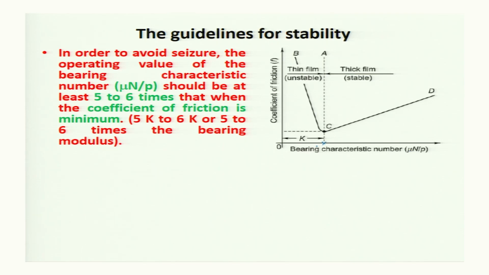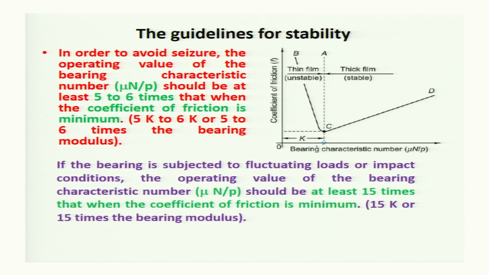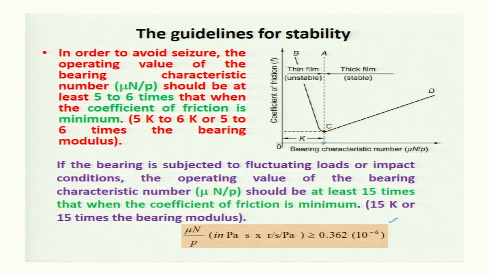5K to 6K, or 5 to 6 times the bearing modulus. If the bearing is subjected to fluctuating loads or impact conditions, the operating value of the bearing characteristic number mu n by P should be at least 15 times that when the coefficient of friction is minimum, 15K or 15 times the bearing modulus. This is the Trumpler's criteria.